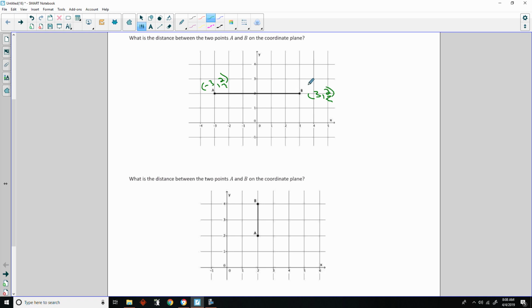How many units is 3 from -3? So you just go 1, 2, 3, 4, 5, 6. So the distance from A to B is 6 units. Okay, very simple. All I had to do was count.